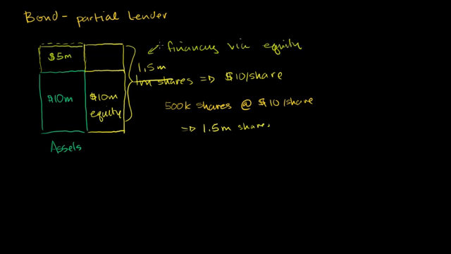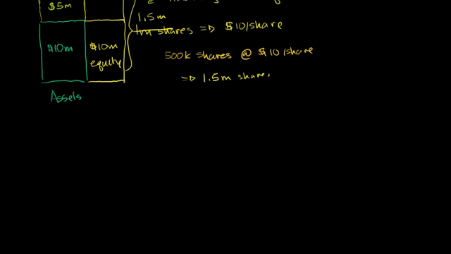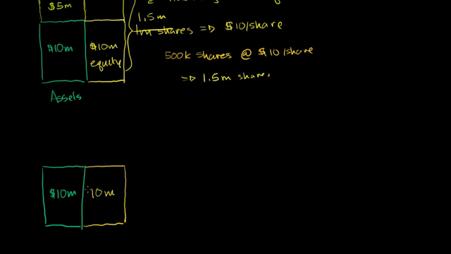Now, the other way to do it is to borrow the money. So let me redraw this company. I'll leave this up here just so we can compare the two. So once again, we have $10 million of assets. We have $10 million of equity to start off with. And instead of issuing stock to get the $5 million, we're going to borrow the money. So we're essentially issuing debt.